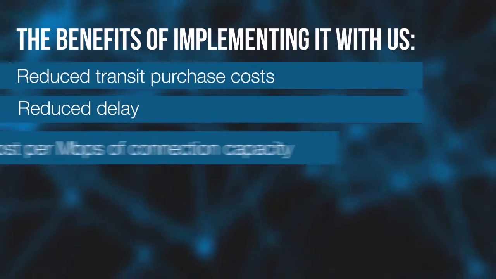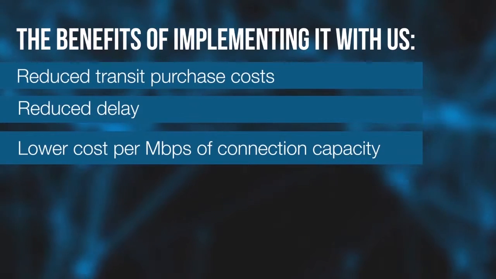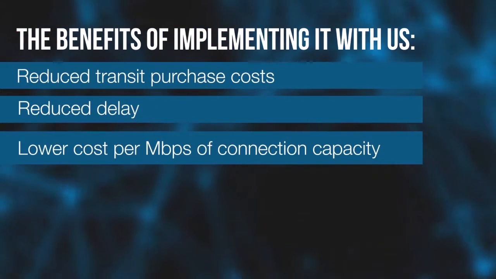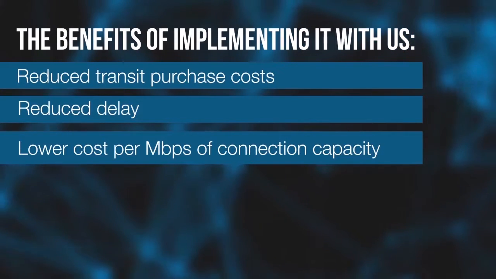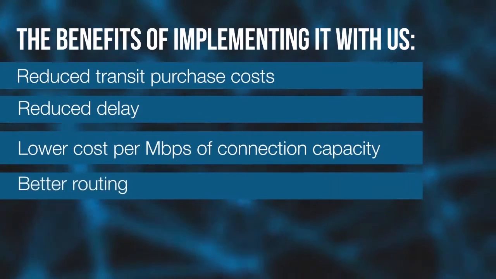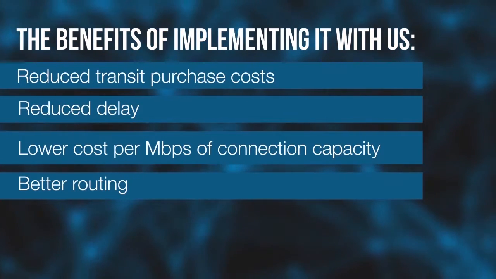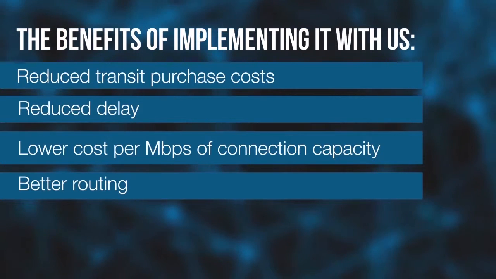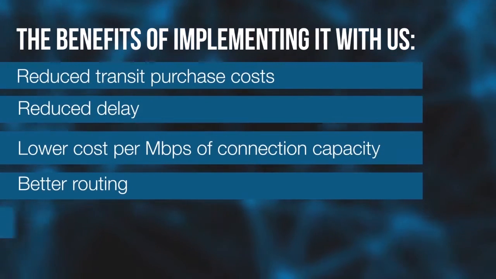C. Lower cost per Mbps of connection capacity. This is due to our network being built upon local area network-based technology, rather than wide area network-based technology. D. Better routing. This is because each member of our network will exchange their traffic via direct peering with each other to reduce round-trip delays.